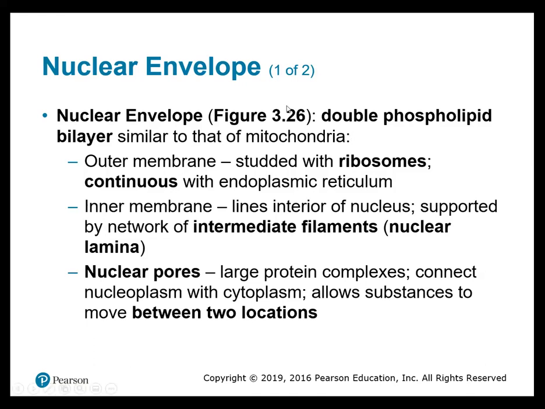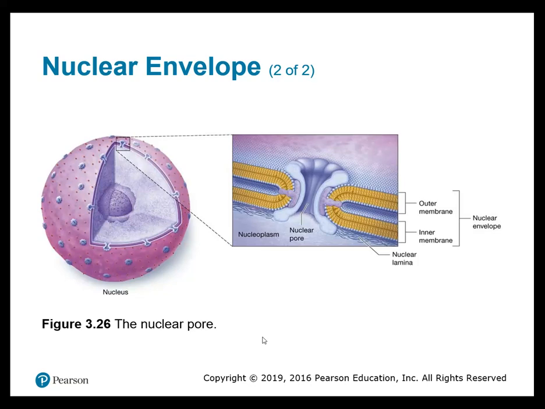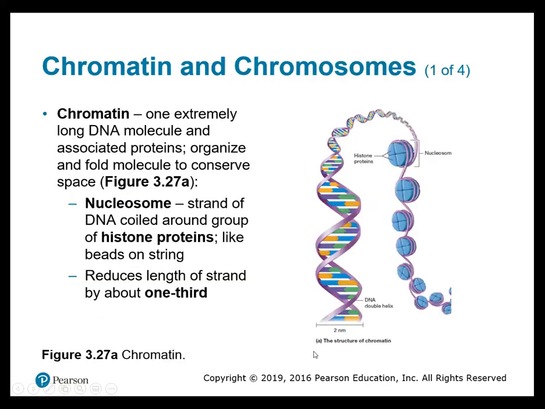The nuclear envelope is also a double phospholipid bilayer, so just like the mitochondria, there are two layers surrounding it. There's an outermost membrane that can have ribosomes, and it also continuously touches portions of the endoplasmic reticulum. There's an inner membrane that is going to be supported by intermediate filaments. And then, of course, your pores are going to be openings that allow movement between the two parts, the interior and the exterior. So there's another image of that pore. And certain things like RNA, for example, are small enough to exit through those pores.